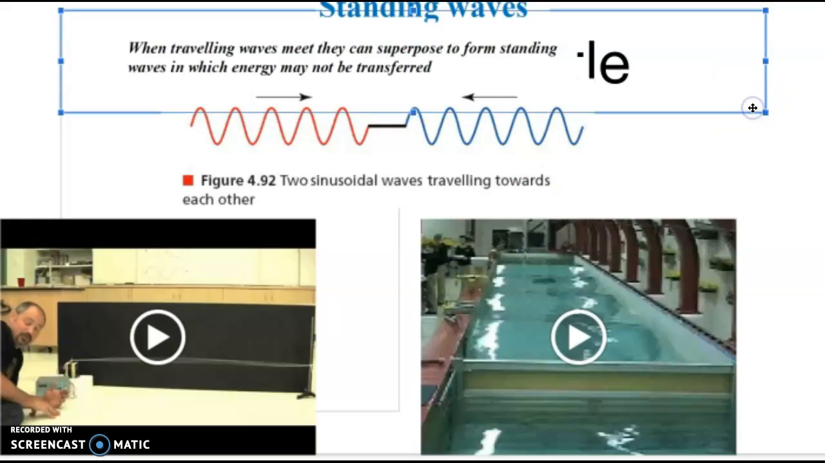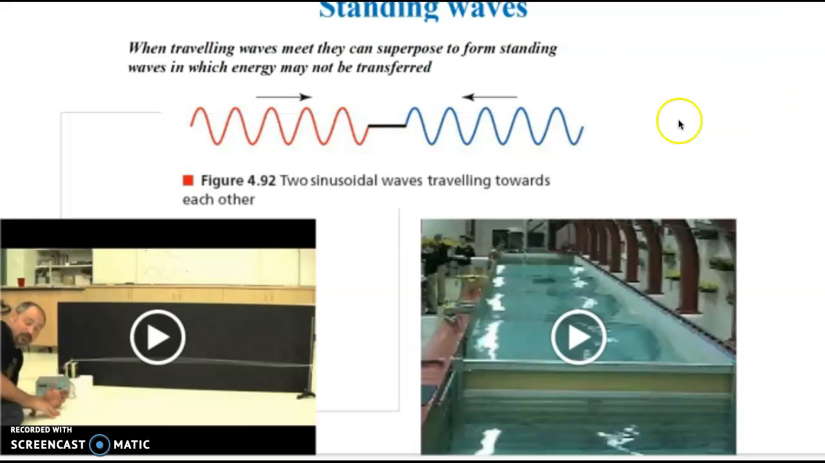So hopefully you've been able to see that a standing wave has to have an aspect of reflection, right? So a standing wave is the result of a progressive wave that reflects off a surface, bounces back and superimposes. So we've got two phenomena there. Number one, reflection, and number two, superposition.